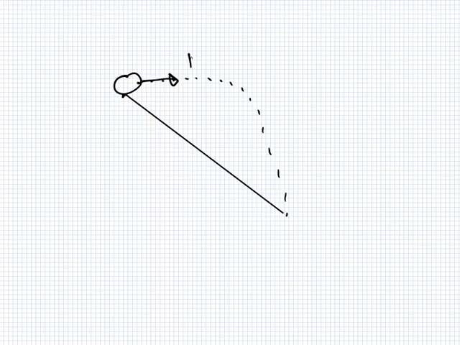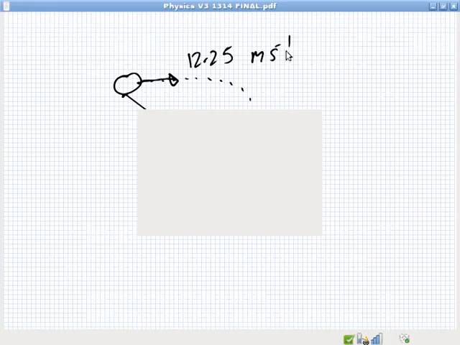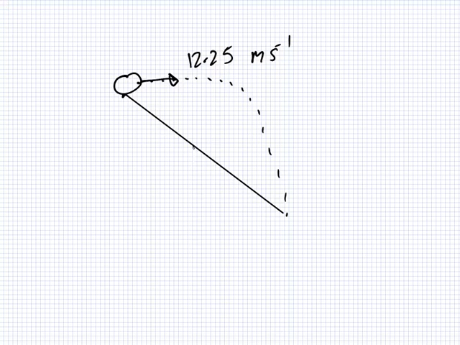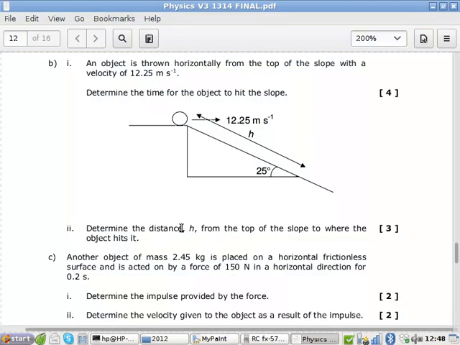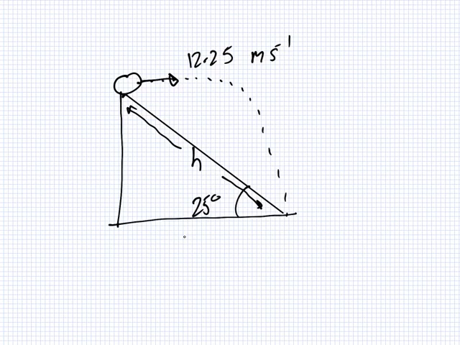So, you have this here. You have the object here, and it's thrown, so it goes like this. Thrown down. Here, the speed is 12.25 meters per second. The distance here is h, and you don't know what it is. And the angle here is still 25. Calculate the time and the distance. So you want the T and the H here.